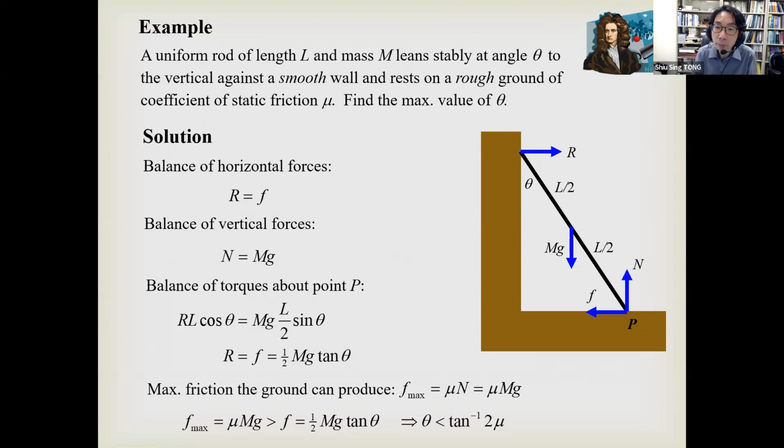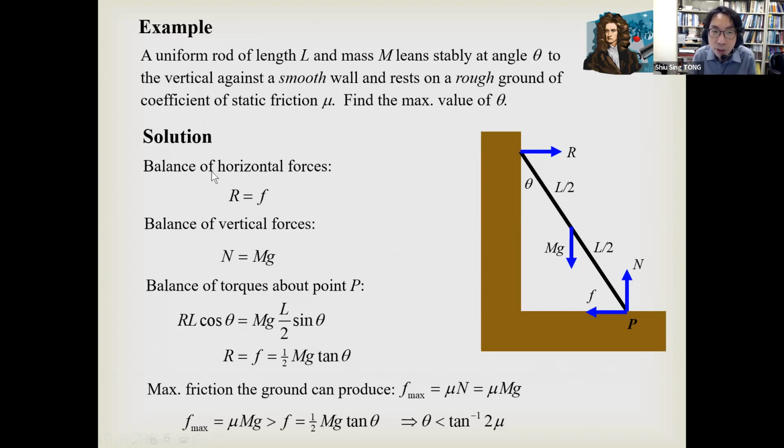And of course on the wall and also on the ground, there are normal forces. On the wall, because there's no friction, we only have a normal force in the horizontal direction, which I call R. And on the ground, the frictional force is already accounted for. This is F. And I have another normal force, N, which is normal to the ground. So here is the force diagram. Now I'm going to use this force diagram to solve the problem.